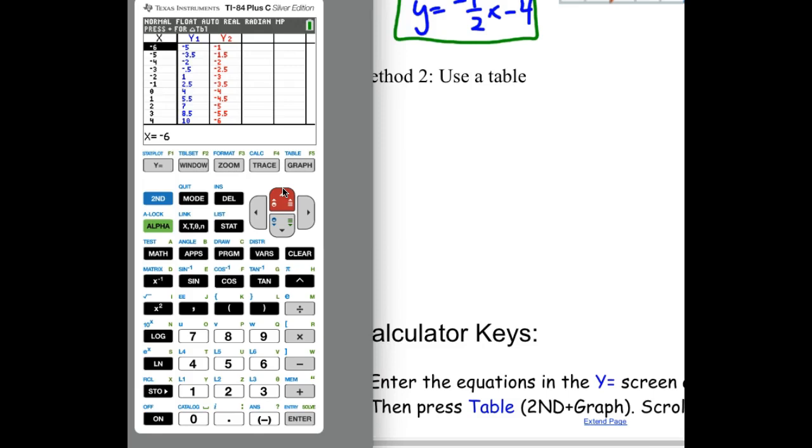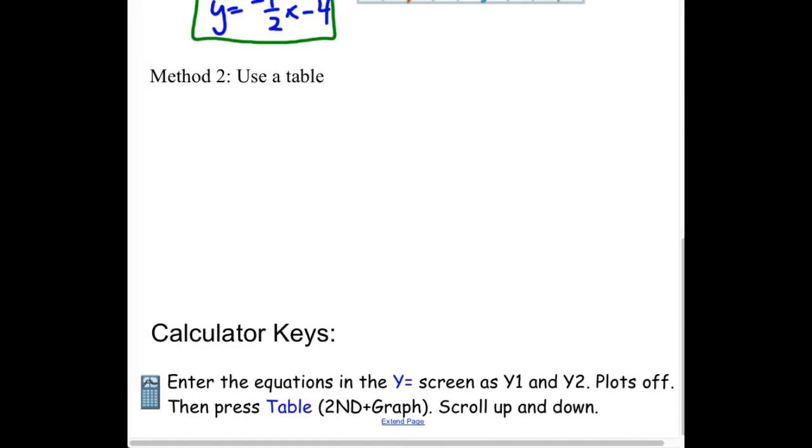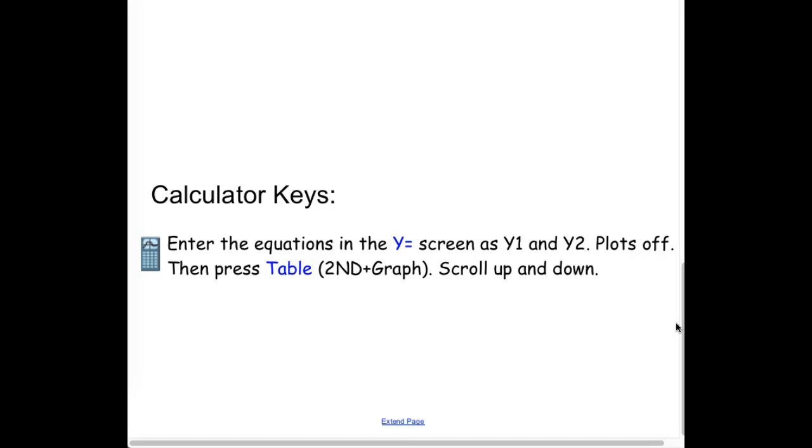All right, so our calculator keys. Just a quick reminder, we entered the equations in our y equals screen as y1 and y2. We turned the plots off, and then we went to our table, which was second graph, and we just look up and down until we can find a spot where they match. Now, it could take you a long time if you strictly use the table feature because you don't know where they're intersecting. That's why a graph is nice, because it gives you that visual, at least you know what you're looking for.